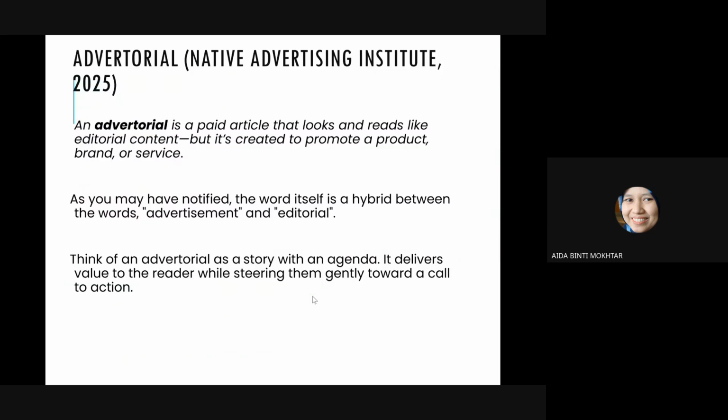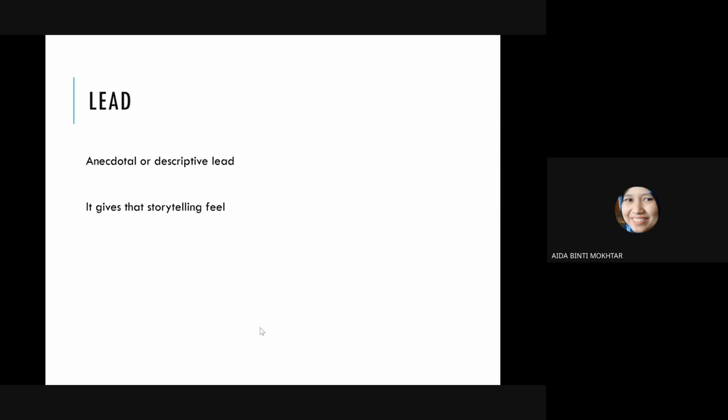What is an advertorial? It's a paid article that looks and reads like editorial content. It's created to promote a product, brand, or service. As you may have noticed, the word itself is a hybrid between the words advertisement and editorial. Think of an advertorial as a story with an agenda. It delivers value to the reader while steering them gently toward a call to action.